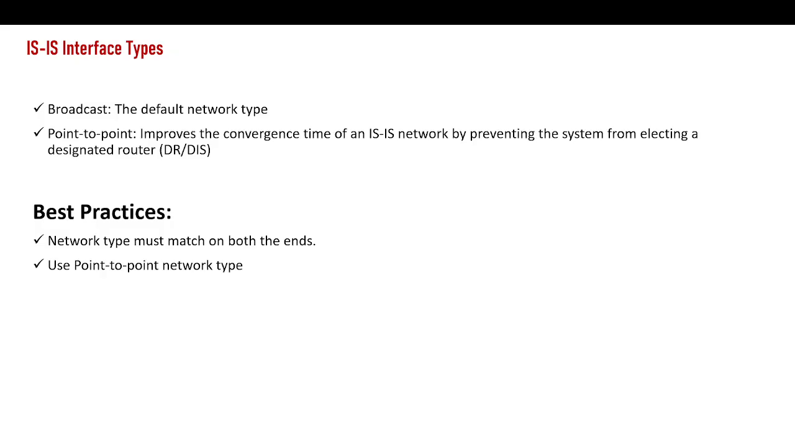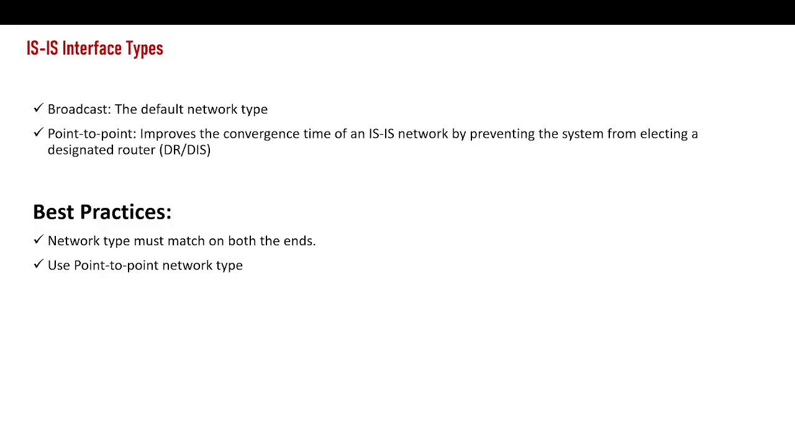So yeah, the interface type. When you are deploying SIS, another thing that you need to configure is the interface type. We have two interface types: broadcast and point-to-point. Many times these are point-to-point connections, so we always recommend that you set up your point-to-point connection with the point-to-point network type. This will help to improve the convergence time of the SIS network. You don't need to elect the DIS on a point-to-point network, so the convergence speed will be much faster.